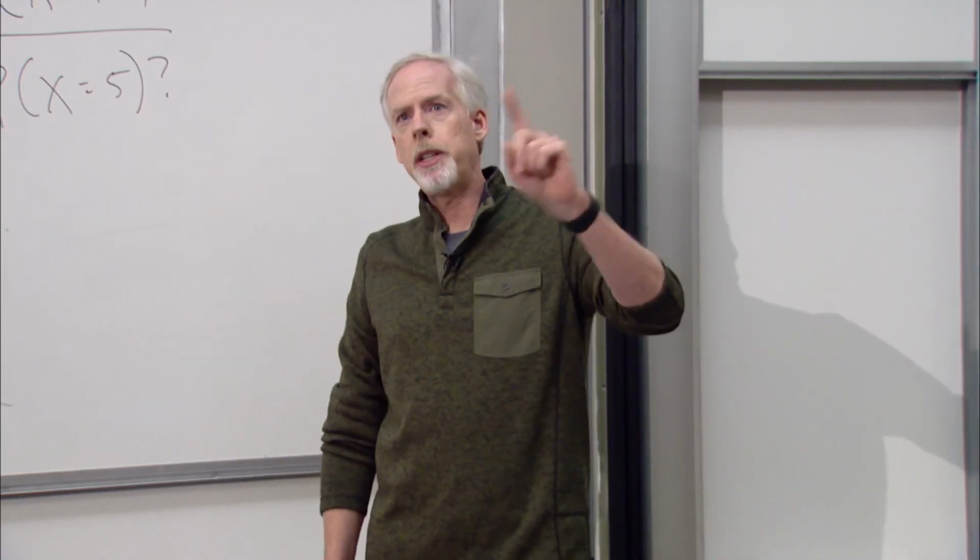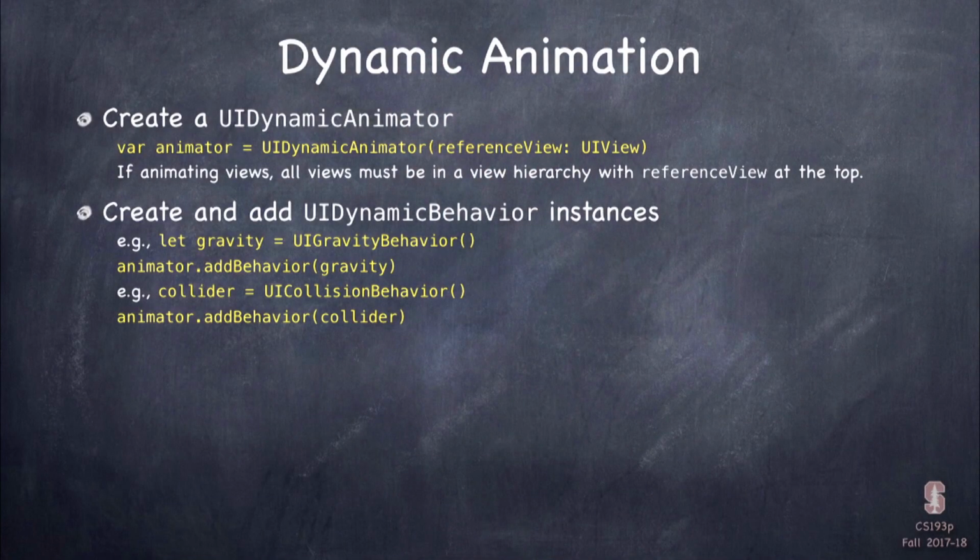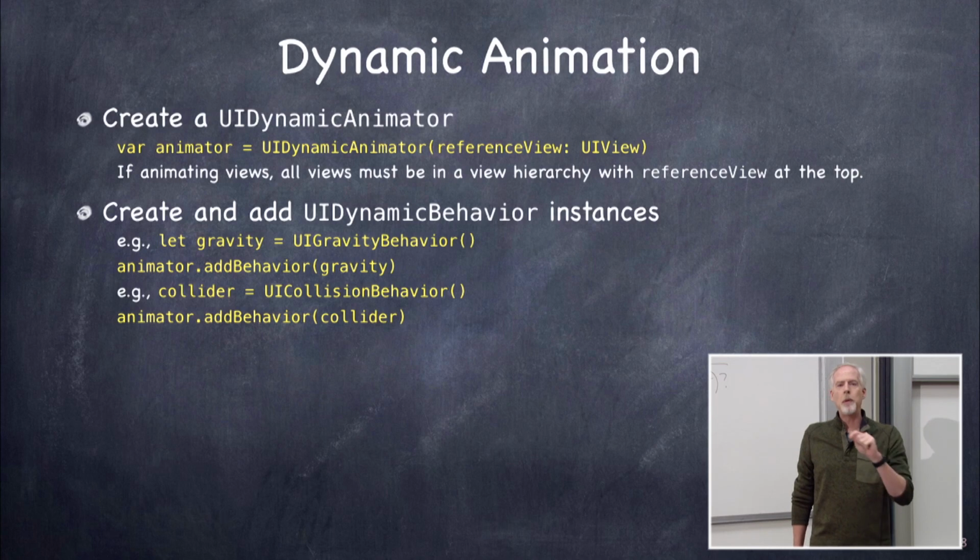All right, so number 1 is create the animator. Number 2 is to create behaviors. This is describing how the things in this view behave. We're talking about gravity and whether things collide with each other, stuff like that. Those are behaviors, and you add the behaviors to the animator. So the animator has an add behavior method. You call it after creating a behavior, and you just add it.